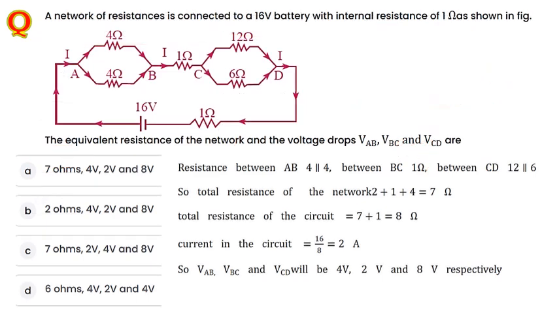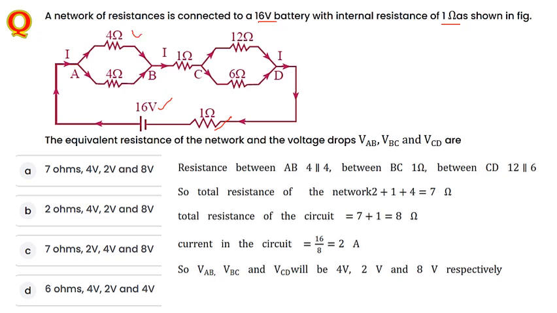Next problem here is a network of resistances connected to a 16 volt battery with internal resistance. They have given the internal resistance of this battery separately, 1 ohm, as shown in the figure. What they are asking here is the equivalent resistance of the network. What is the equivalent resistance in this case?